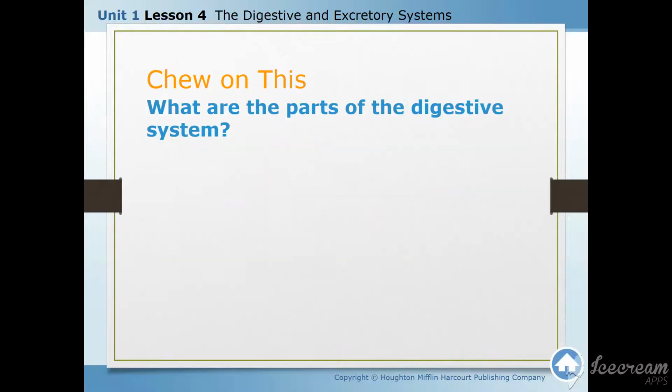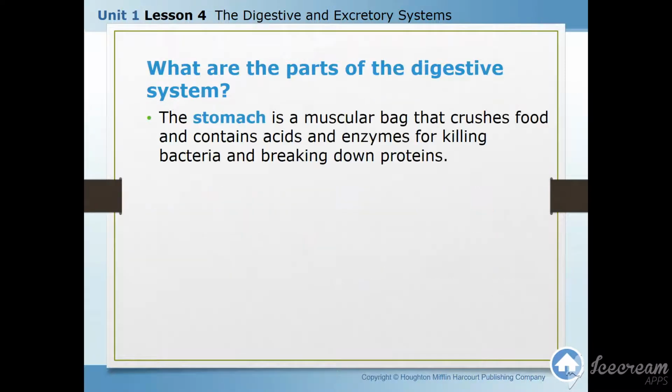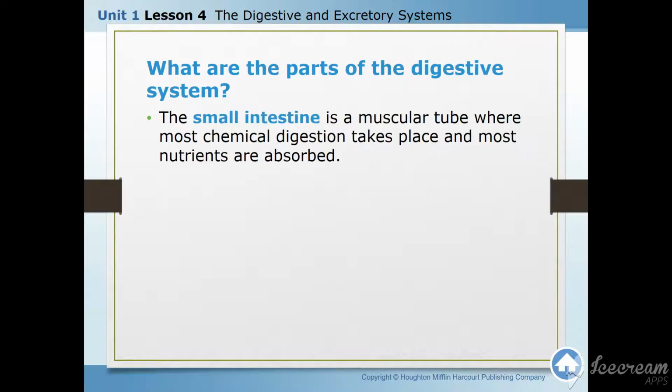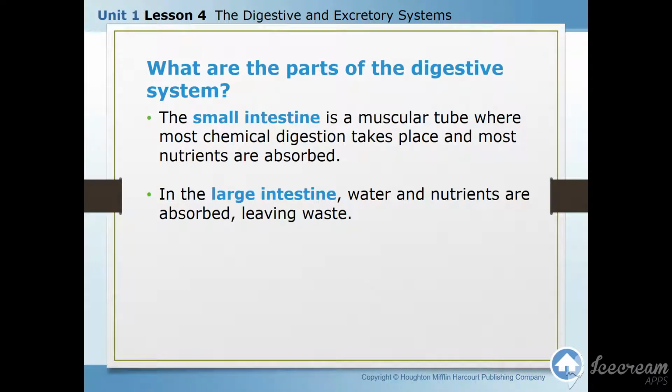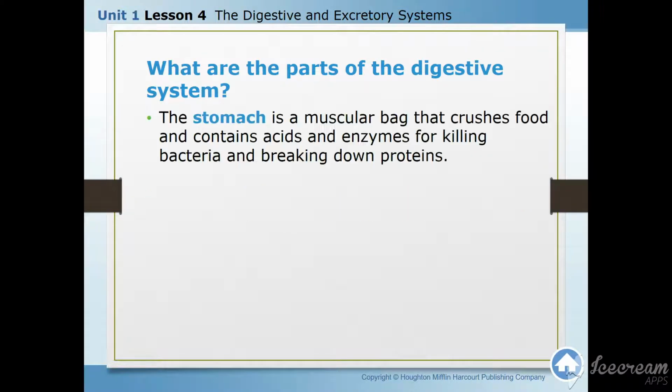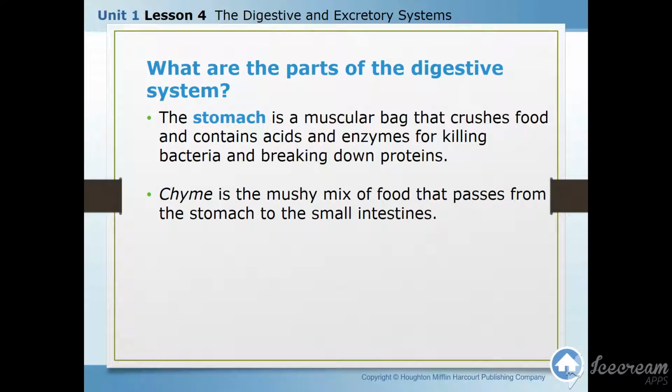Yeah, so we were studying different functions of digestive systems, digestive organs. Okay, so I told you about the stomach. I told you about chyme, the mushy mix of food that passes from the stomach. After it is mixed in the stomach, it is called chyme, which goes to the small intestine.